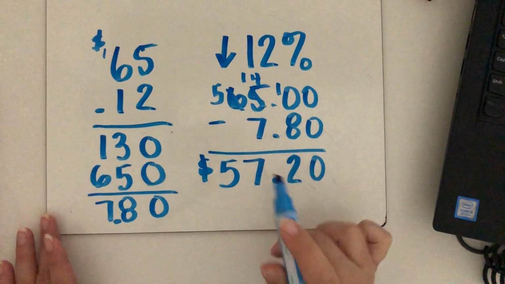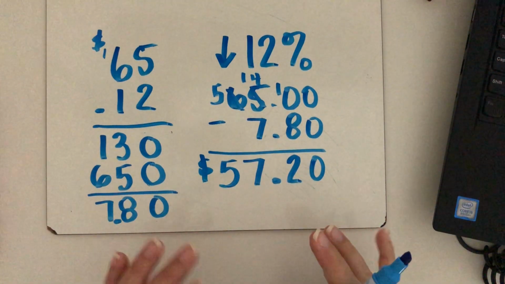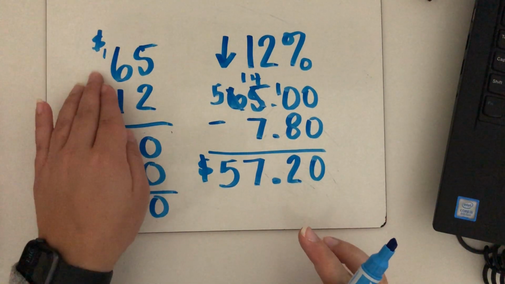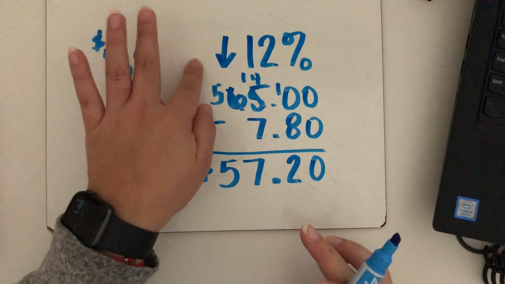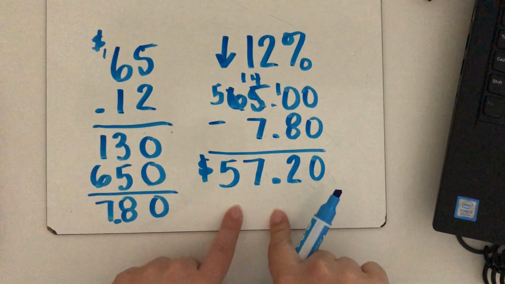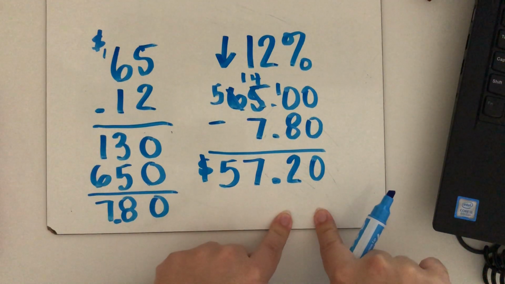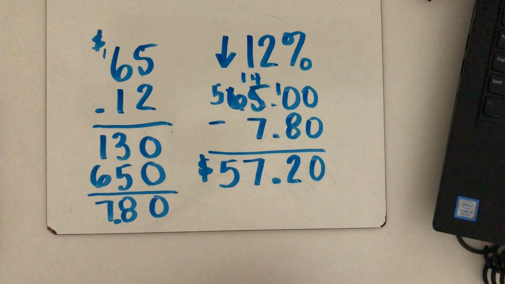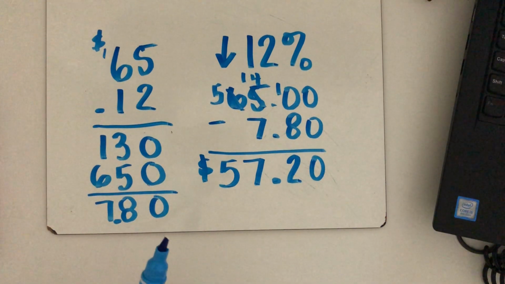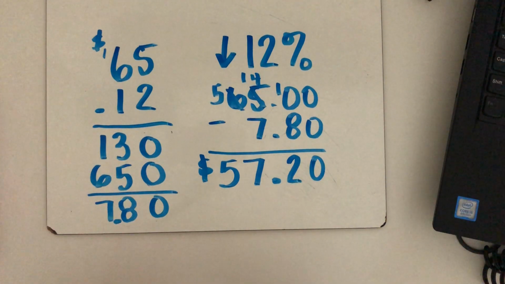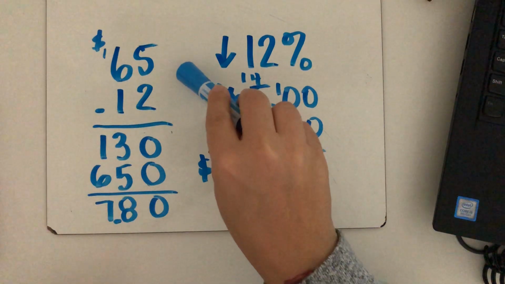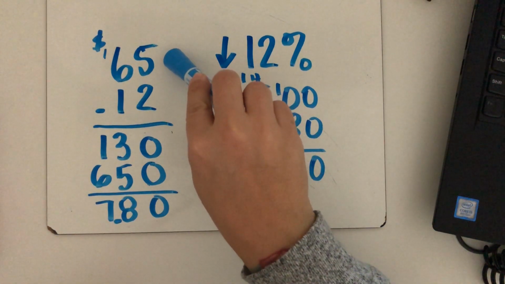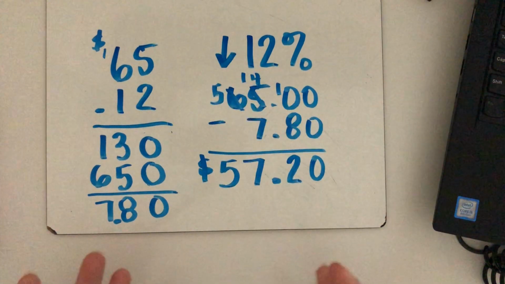So after I've marked down the price of this original item that was $65 by 12%, my new price is going to be $57.20. When you deal with markdown values, those are typically when something is on sale for a certain amount, or if you wanted to discount something, or if this was an original retail value, but I wanted to figure out what the wholesale value was.